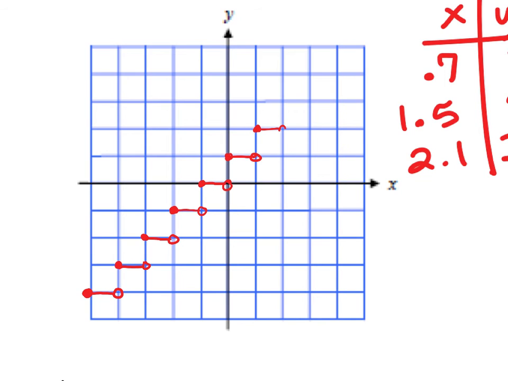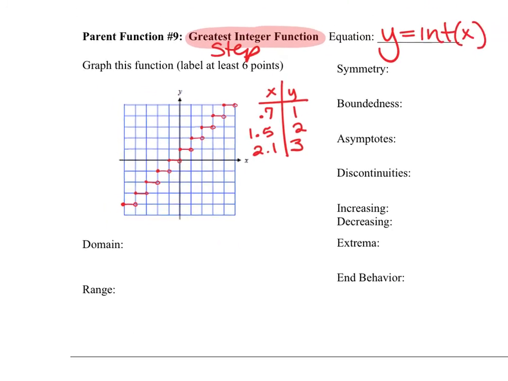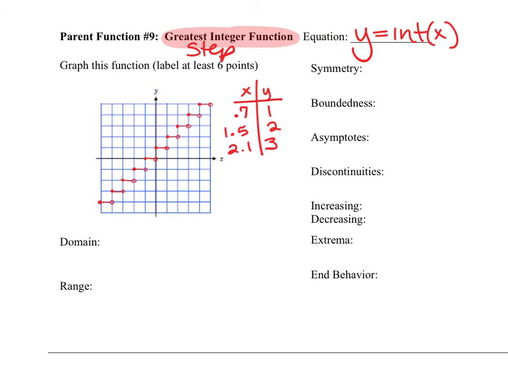This is why it's called the step function, because it looks like a bunch of steps, but it is called technically the greatest integer function. I like to call it the step function. That flows off my tongue better. There's our step function. So every x value is just the next largest x value.